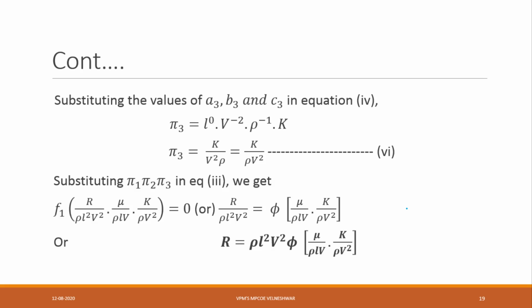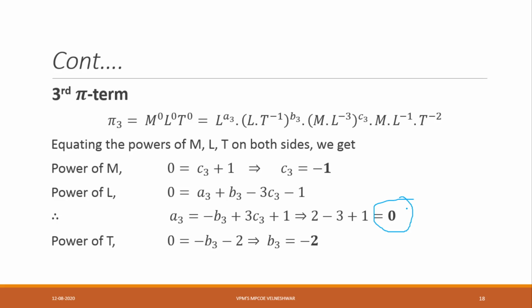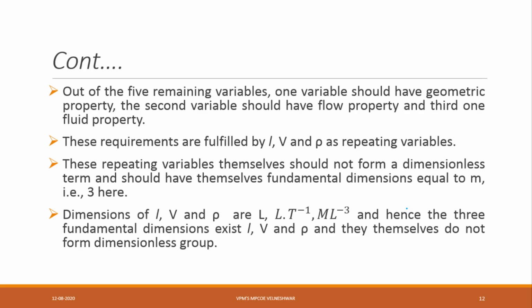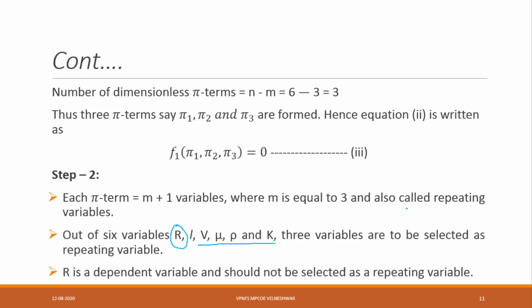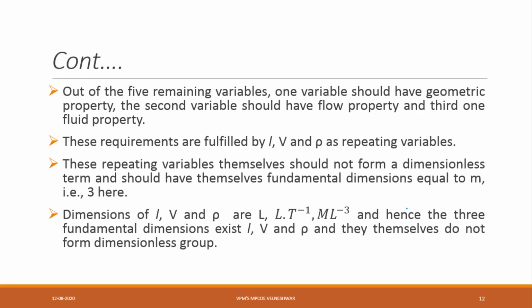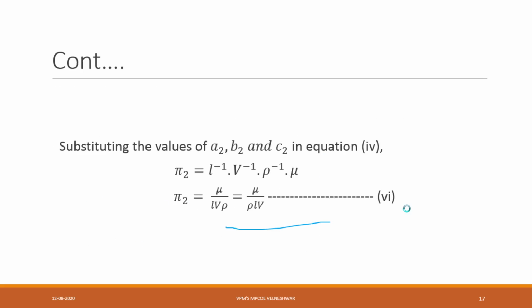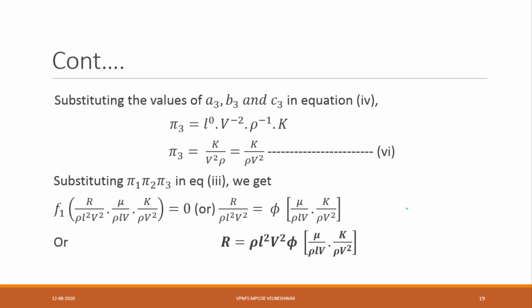Now substituting pi 1, pi 2, pi 3 in equation 3. What is our equation 3? See here. F1 of pi 1, pi 2, pi 3 is equal to 0. This is my equation 3. In this equation I have to substitute my values. That is F1 of pi 1 value is R divided by rho into L square into V square, pi 2 value is mu divided by rho LV, and pi 3 value is K divided by rho V square, that is equal to 0.